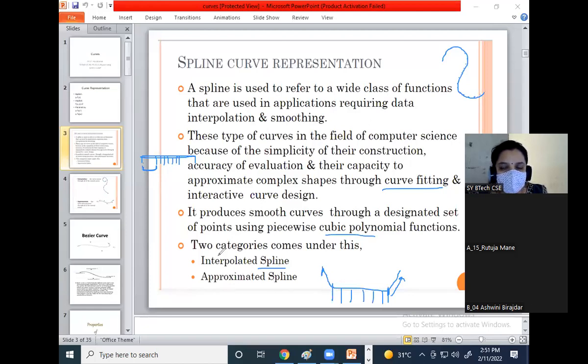And in the approximated spline, as the name itself suggests, if a number of points are given, then the curve does not pass through all the points, but it approximates the shape of those points. So it is not actually passing through the points, but it is giving you approximately the shape of the required thing. So that is nothing but the approximated spline. So the interpolated spline requires more complex computation, we can say, because it needs to fit all the points present. But in the approximated spline, as it just approximates the shape of the curve, less computation is required.